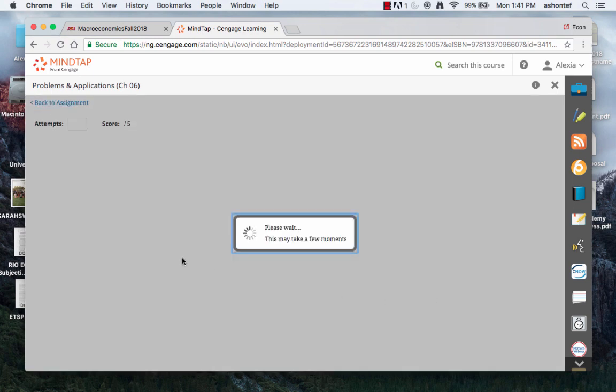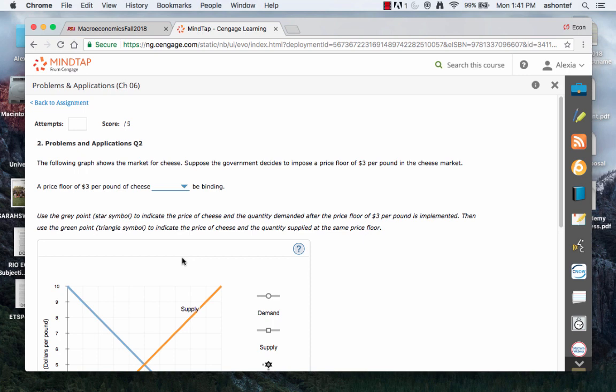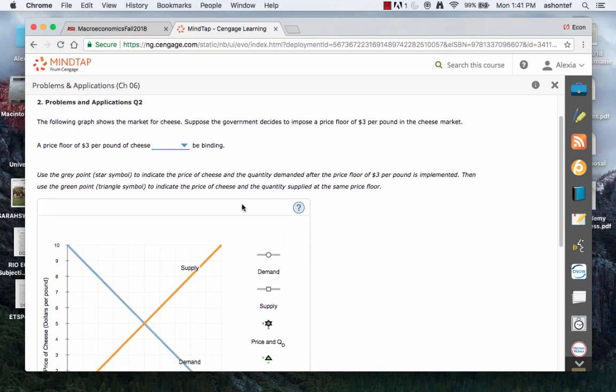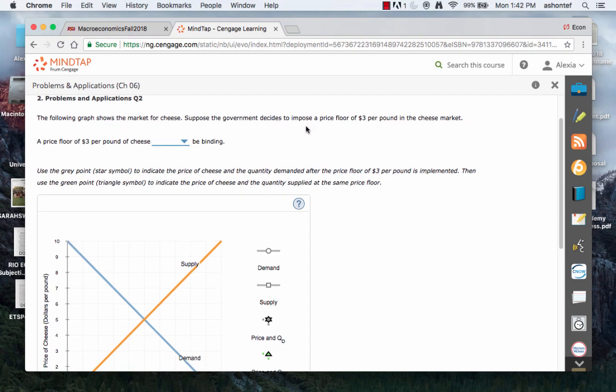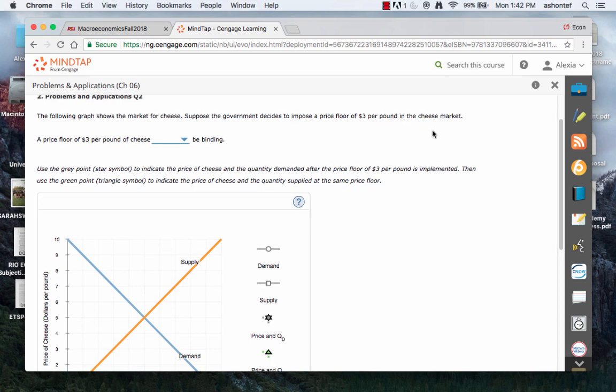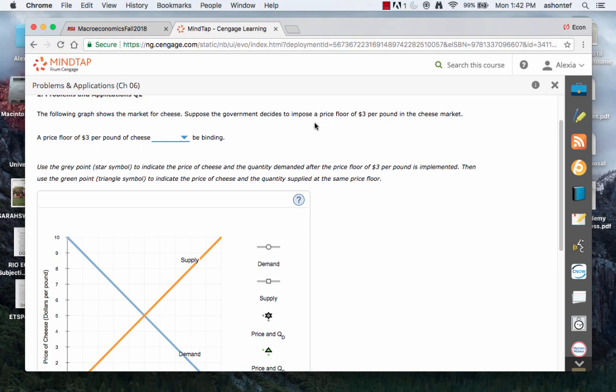Okay, our next question. In this one, you've got a picture to refer to. It says the following graph, this graph down here, shows the market for cheese. And once again, it says, suppose the government decides to impose a price floor of $3 per pound in the cheese market. So again, you have to pay attention to what kind of artificial price support you're dealing with. This is a price floor. Price floors are prices that cannot go below a certain amount, but they're able to go above.